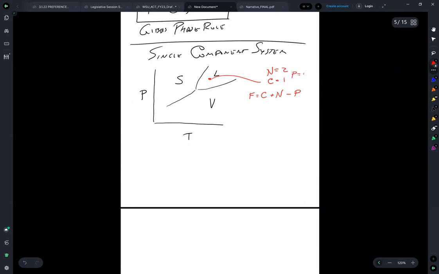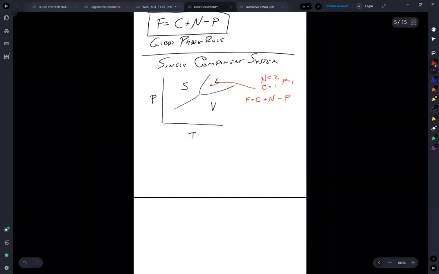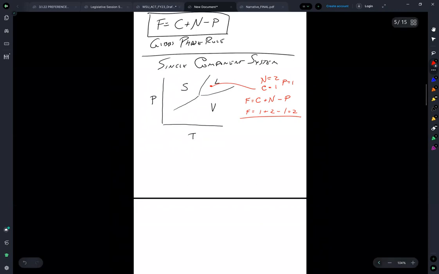In this case, P equals one because we're in this phase field, which gives us F is equal to 1 plus 2 minus 1 is equal to 2, which means we have 2 degrees of freedom. And this brings us to, what does it mean by degree of freedom? And one way that it's explained is that you can vary any two variables, and the system remains unchanged.